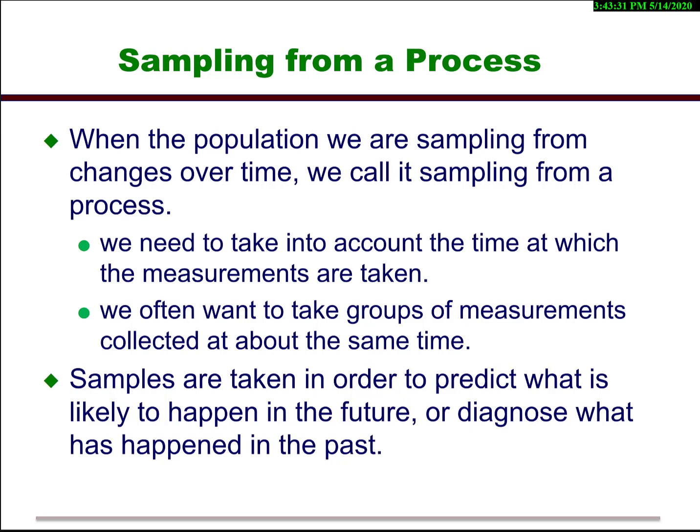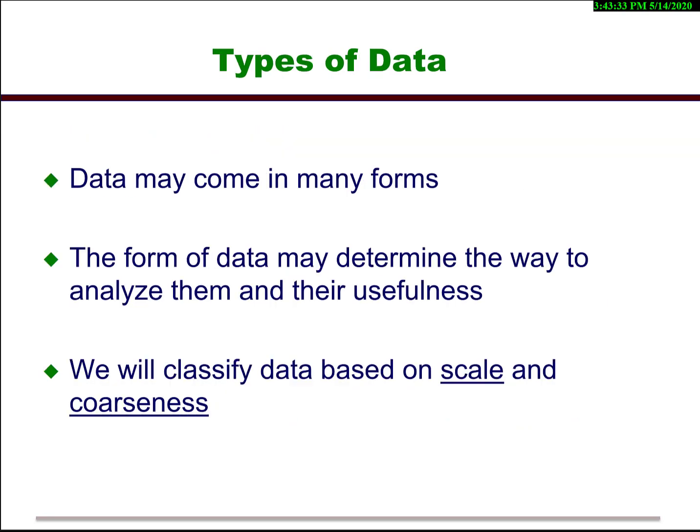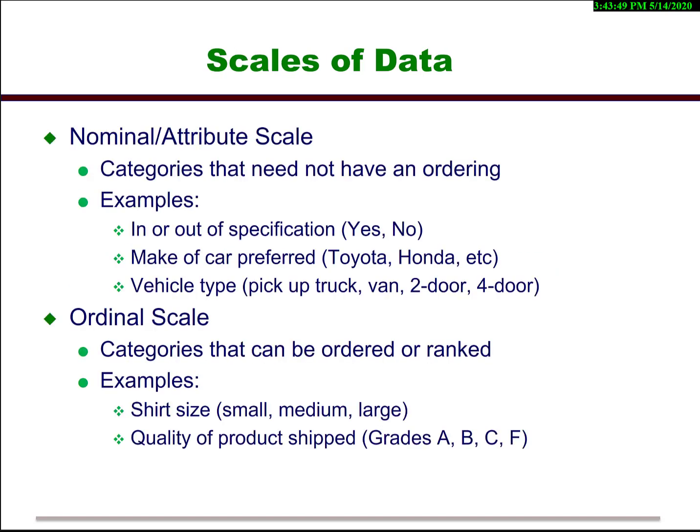Now let's talk a little bit about some different types of data. Data comes in many types. The type of data that you have collected will dictate what type of analysis is needed. We will classify data based on its coarseness and its scale. Let's first talk about scales of data. There are 4 different scales of data. We will discuss nominal, ordinal, interval, and ratio.